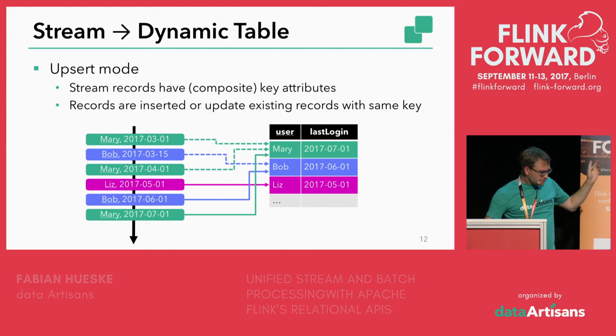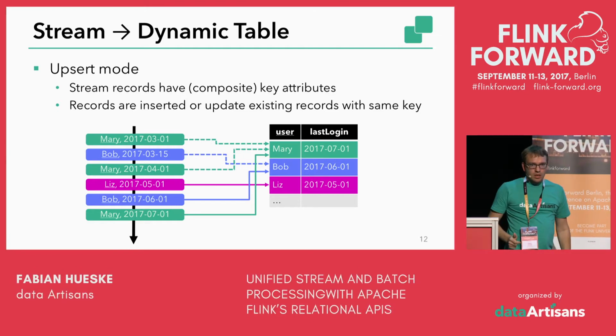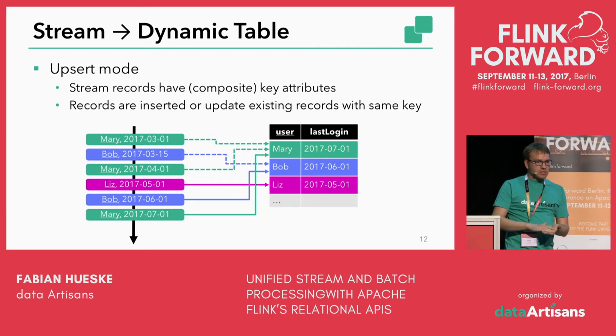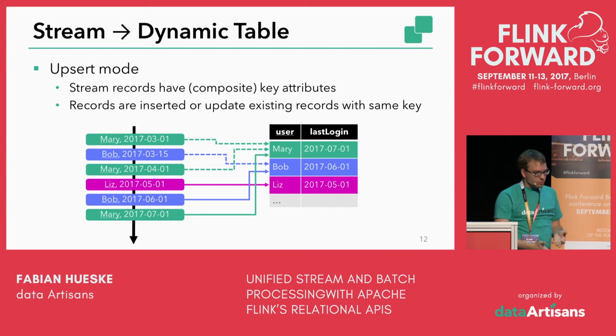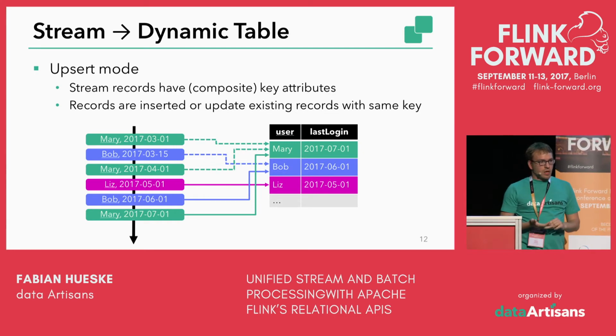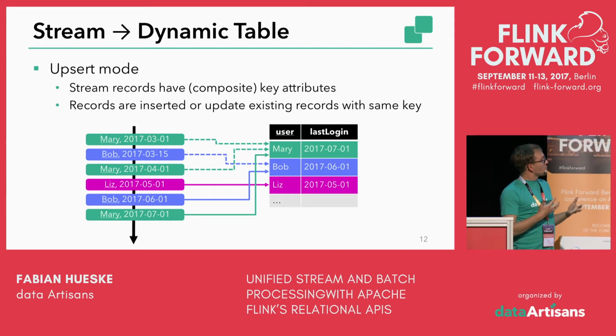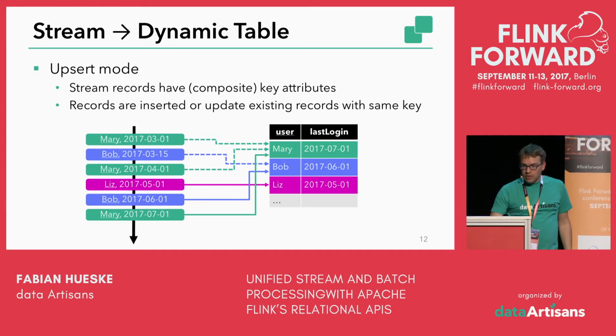So in this case, the size of the dynamic table is bound by the cardinality of the key attributes that you receive from the stream. So once we have that, we can now basically run queries on the dynamic tables. So how would that look?